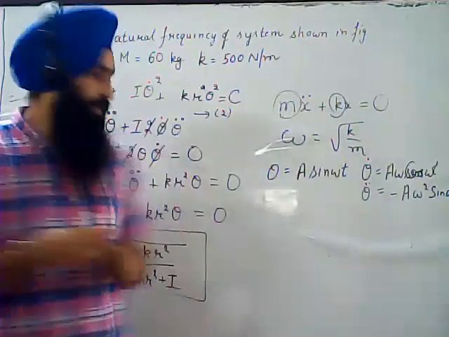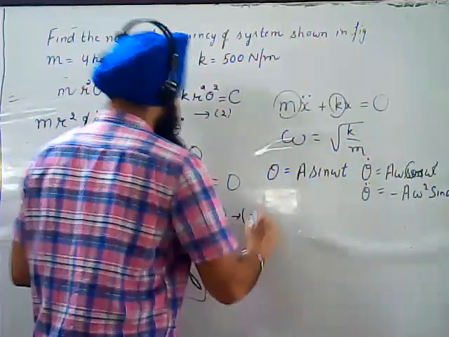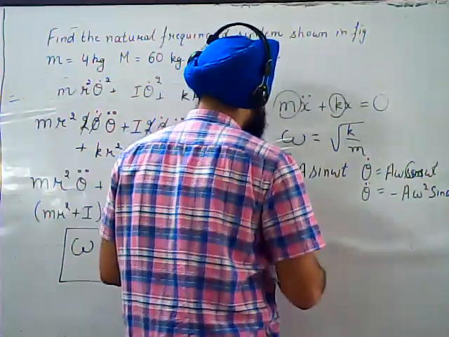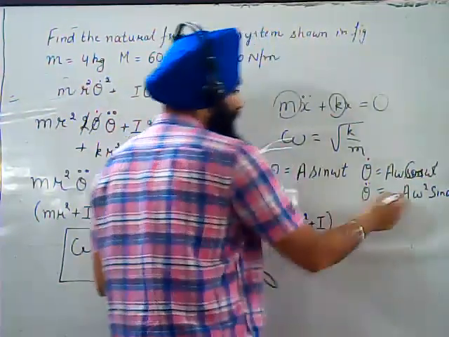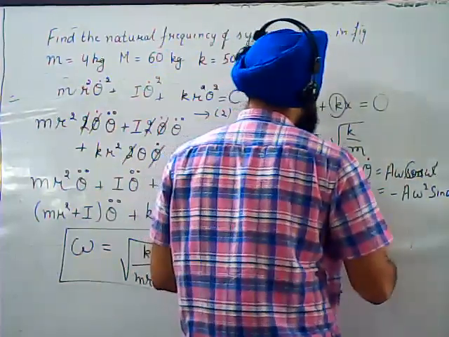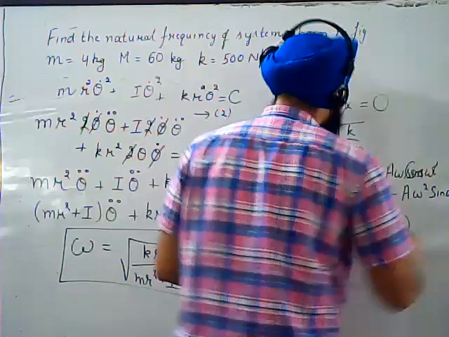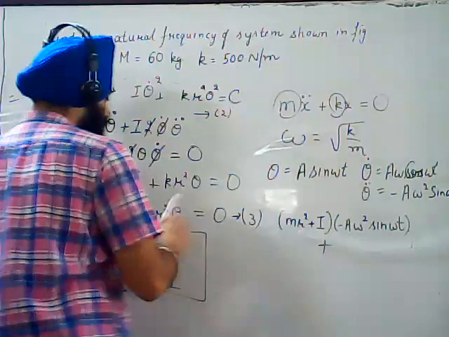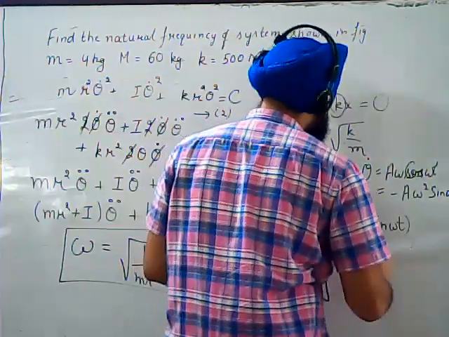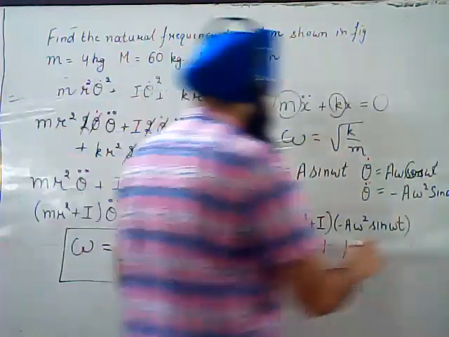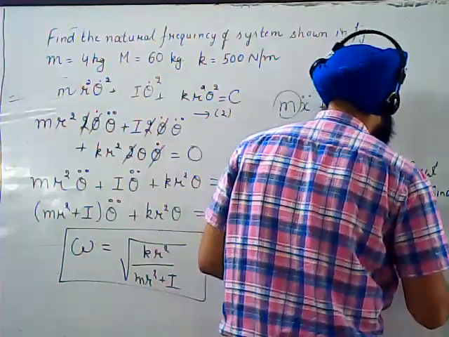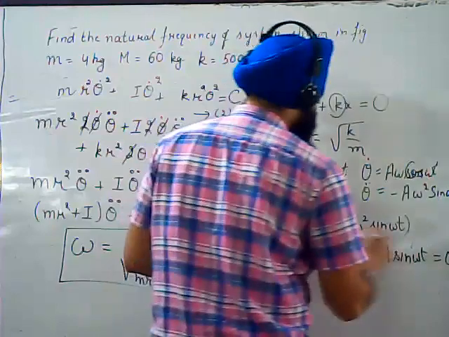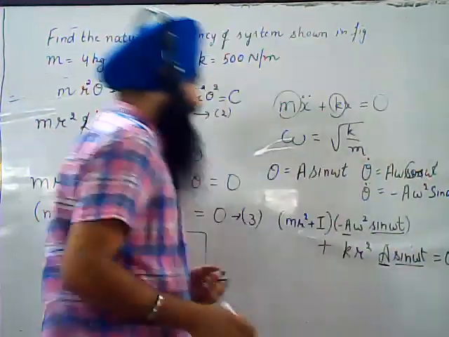So put the values of theta, theta dash and theta double dash in equation number 3. The equation is m r square plus capital I into theta double dash. The value of theta double dash is minus a omega square sin omega t, plus k into r square into theta. The value of theta is a sin omega t. This will be equal to 0. Then a sin omega t is a common term.